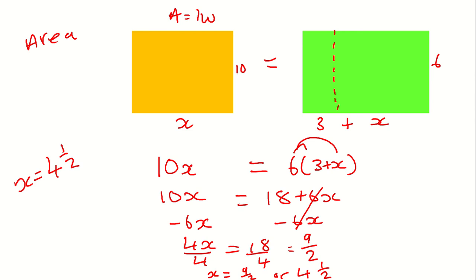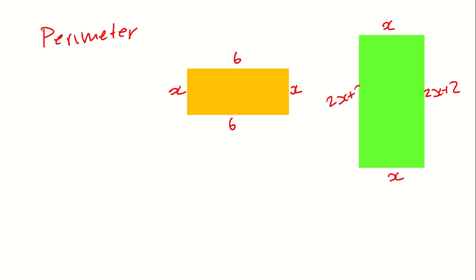Right, let's do one more question, which is going to be perimeter. In this question, let's say this is 6, and this is x, and the green shape I've got x and 2x plus 2. Let's say this time the perimeter is the same. I know the perimeter is the outside of the shape, so you add up all the sides. What I would do is fill in the missing sides. With rectangles, the opposite sides are the same. And now if I add them together, they have to equal.